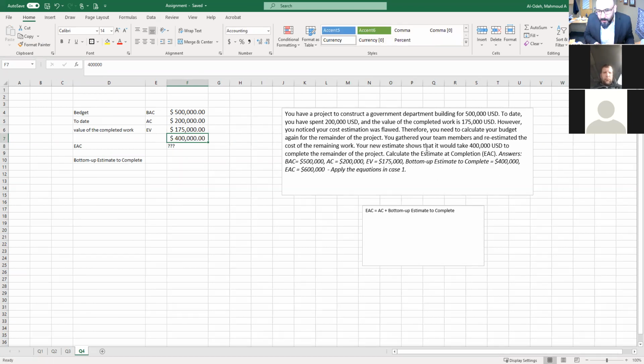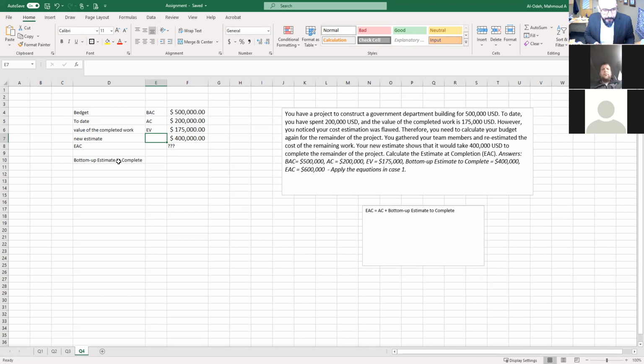Okay, that would be the new estimate. All right, so now exactly the same as the one before. So the budget is 500, the actual cost 200, the value of completed work is 175. We have from the question saying, okay, after we gathered the team member, re-estimated the work, we found the new estimate to be $400,000. So that would be the bottom up estimate to complete.